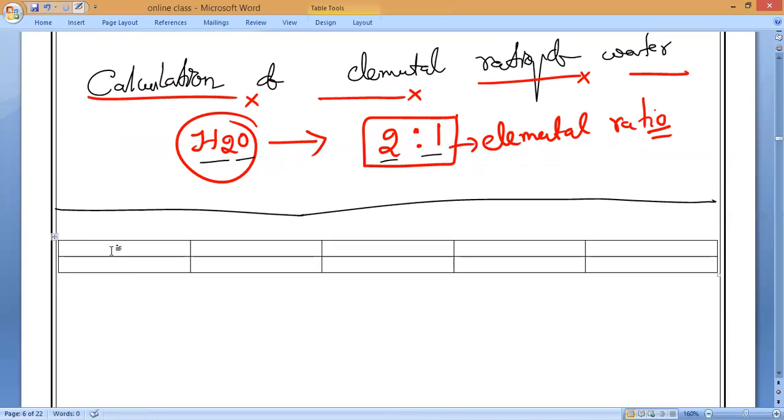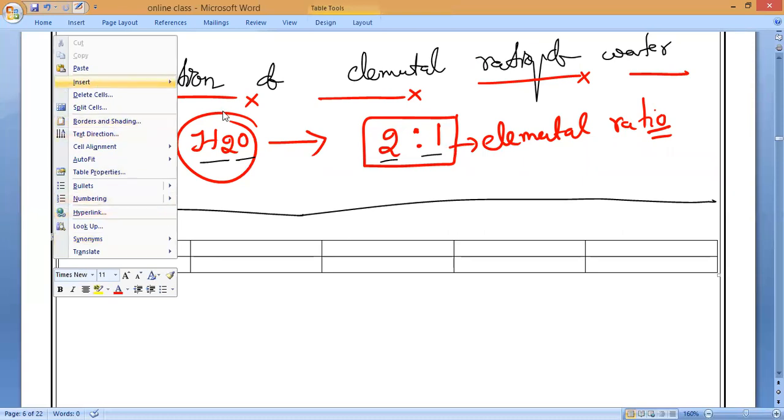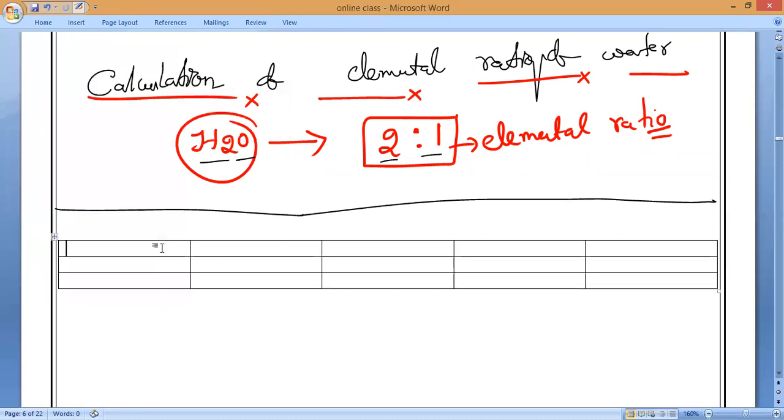Now the first column, you can write element name. Element. I'll insert one more thing. Now all of you write. Everybody, first one is what? Element. What is the element present in the water? All of you tell me. Hydrogen and oxygen.